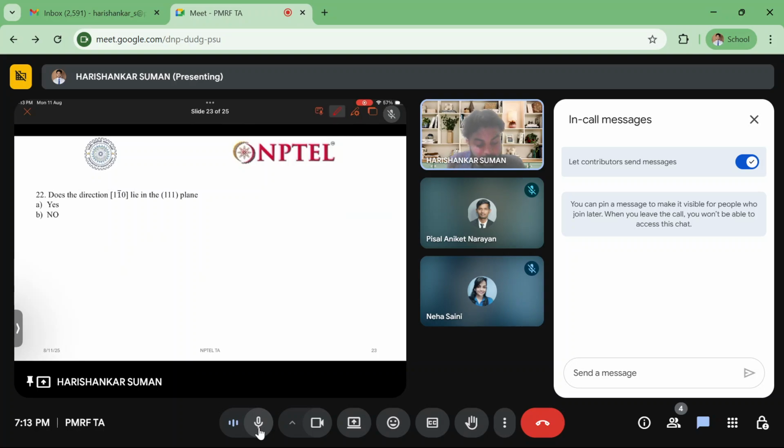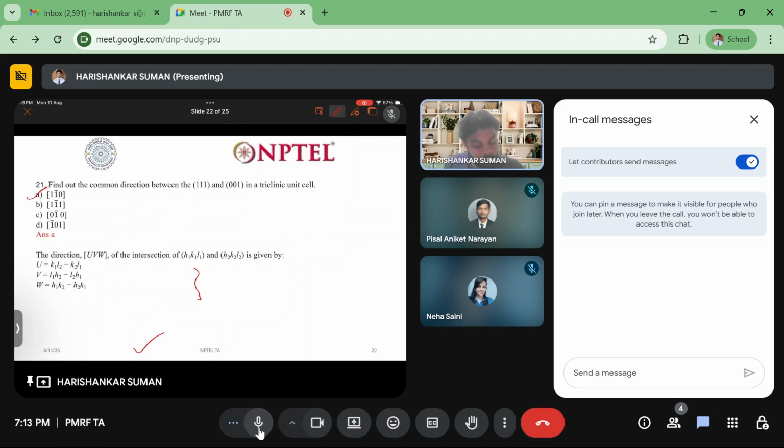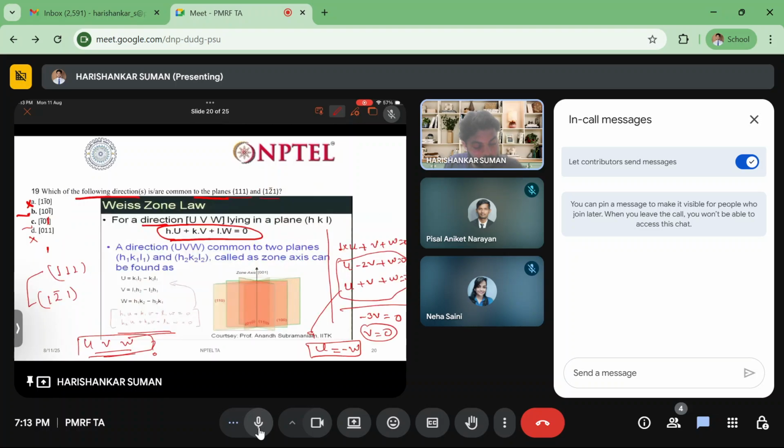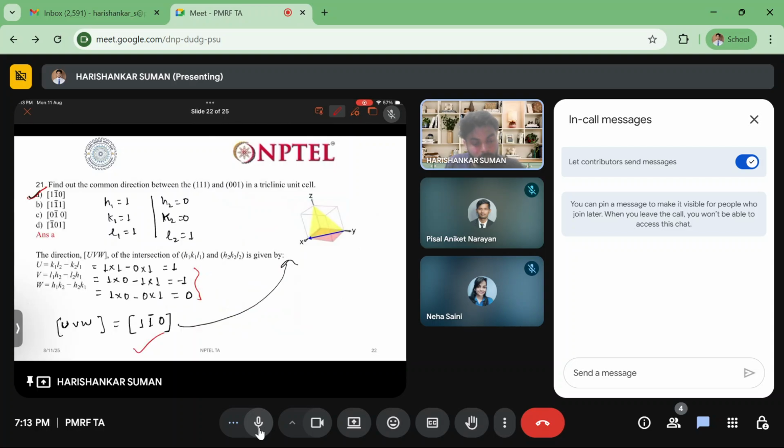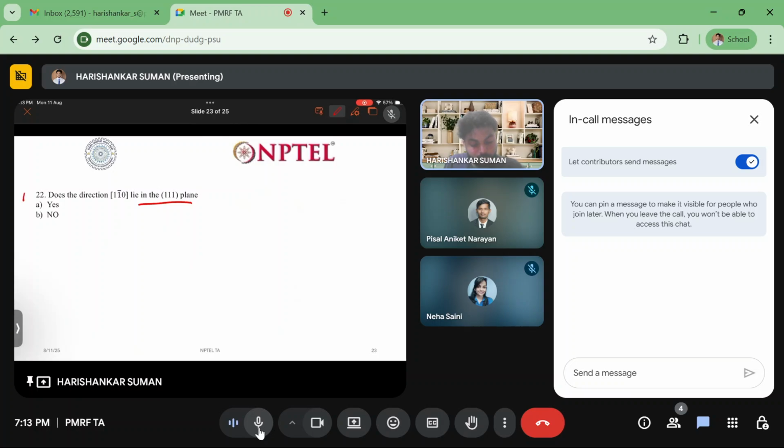So next question, does the direction lie in this plane? Please check. How can you decide whether this direction lies in this plane? Just verify the last equation as we discussed here. For a direction to lie in the plane, this is the rule: multiply HKL with UVW, and the sum of these should be 0. So please check this for this question. You can take 2 to 5 minutes for this question. Please check yourself, then I will discuss.